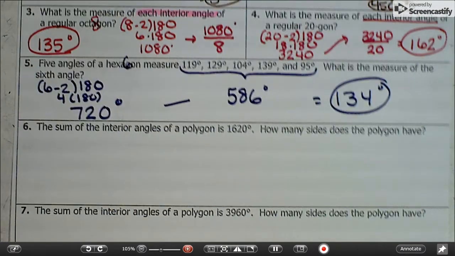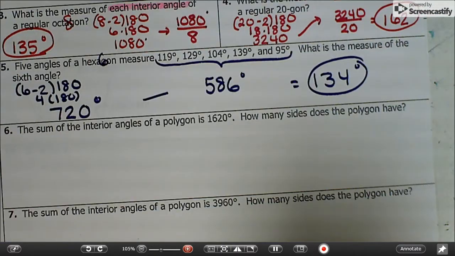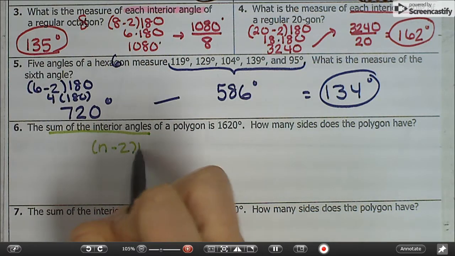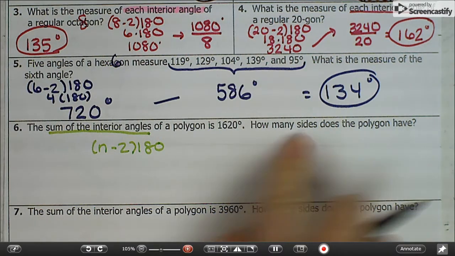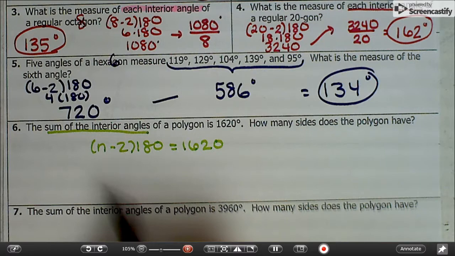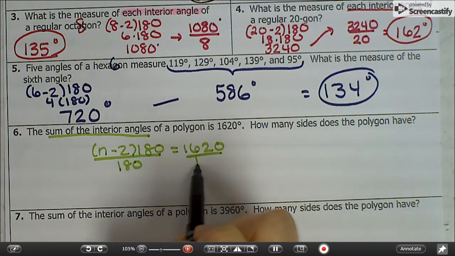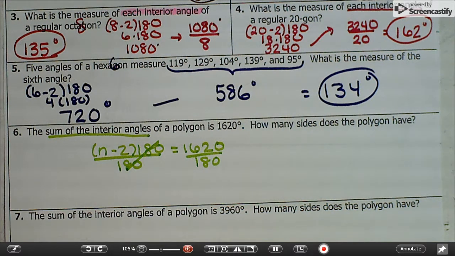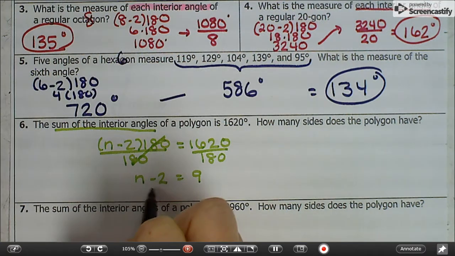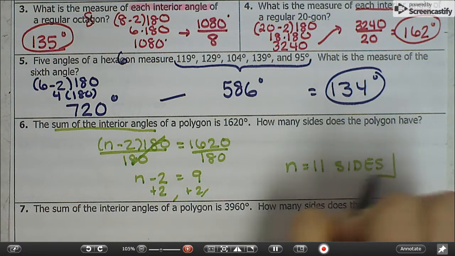All right, let's look at number 6. The sum of the interior angles of a polygon is 1,620 degrees. Immediately when you see that, it should make you write down n minus 2 times 180. We want to know how many sides, so we don't know n, but we do know the sum is 1,620. So this has to equal 1,620. So we're going to solve. The easiest way to solve is to divide both sides by 180 to cancel that out. So n minus 2 equals 9. And then obviously add 2. So n equals 11 sides. This is an 11-sided polygon.